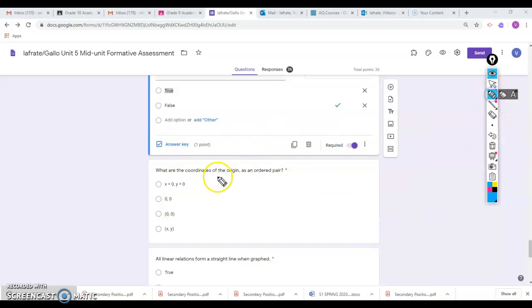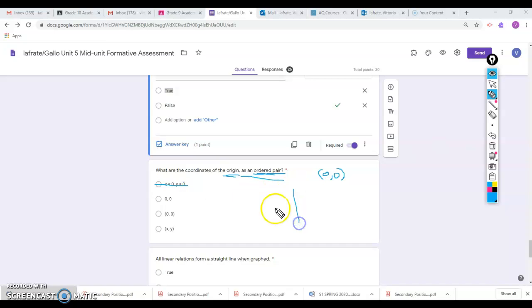What are the coordinates of the origin? So if you stop reading the question there, which many students do, they just stop reading the question halfway through. Don't do that. Read the entire thing as an ordered pair. If you stopped here, you would have chosen maybe the first one. X is 0 and y is 0. That's true. It is the origin. But here we asked you to write the origin as an ordered pair, meaning in brackets, open, close, 0, 0, with a comma in between there. That's how you write an ordered pair. So if you selected this, it is the origin, but it's not as an ordered pair.